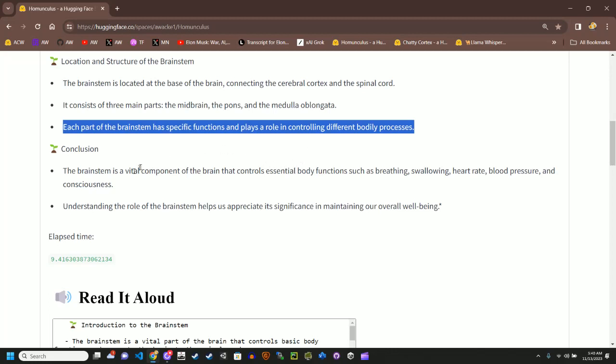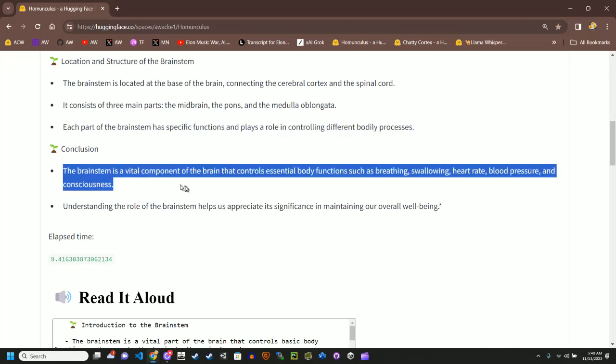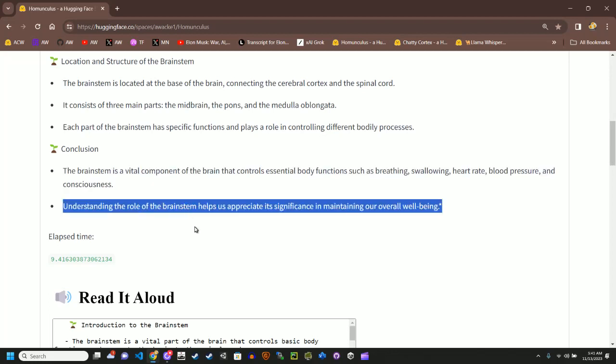Conclusion. The brainstem is a vital component of the brain that controls essential body functions such as breathing, swallowing, heart rate, blood pressure, and consciousness. Understanding the role of the brainstem helps us appreciate its significance in maintaining our overall well-being.